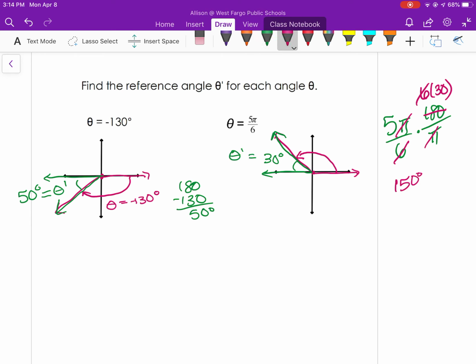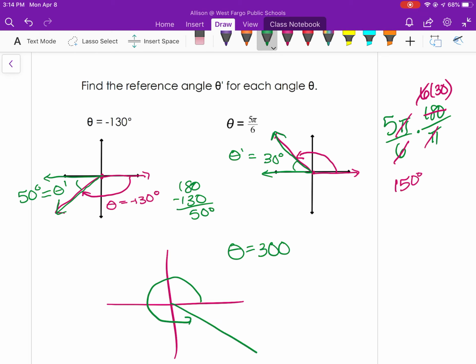Let's do one more just so you see one that doesn't maybe look the same as those examples. How about if we did theta of 300? So that would be all the way around down here. So this time the closest x-axis would be right here. And to get back around, it'd be another 60 degrees because the whole way around is 360. So my reference angle for 300 is 60 degrees.